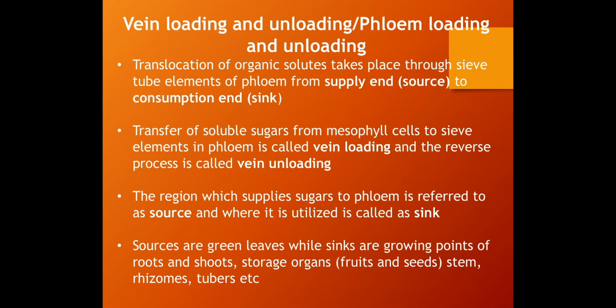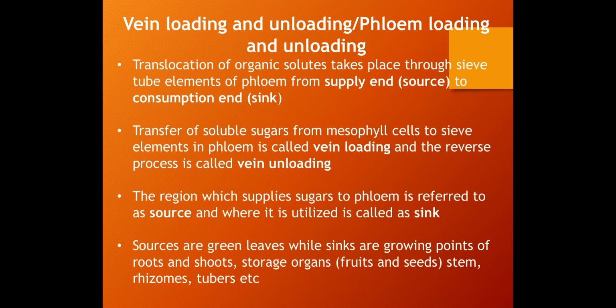So, the next topic is vein loading and unloading, which is also called phloem loading and unloading. The translocation of organic solutes takes place through the sieve tube elements of phloem from the supply end to the consumption end, that is, from source to the sink. Transfer of soluble sugars from the mesophyll cells to sieve elements in the phloem is called vein loading, and the reverse process is called vein unloading.